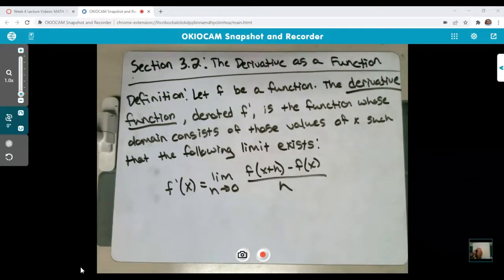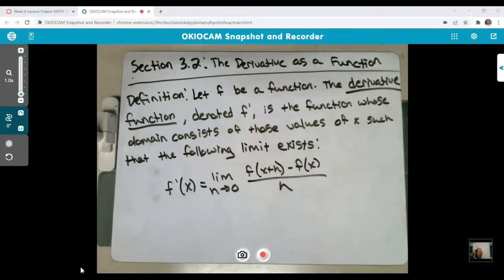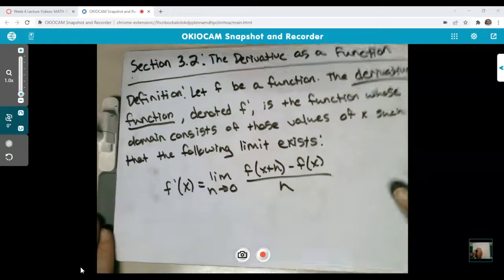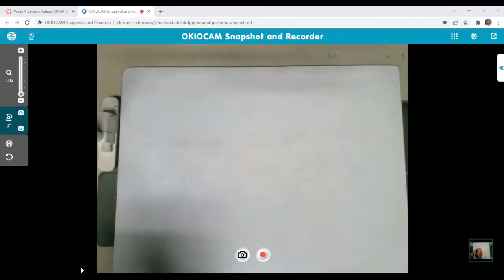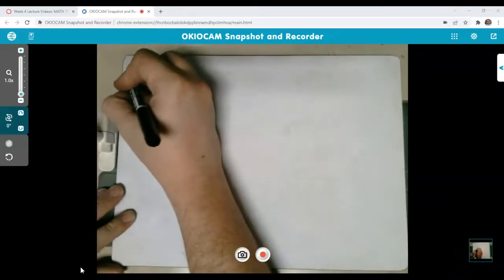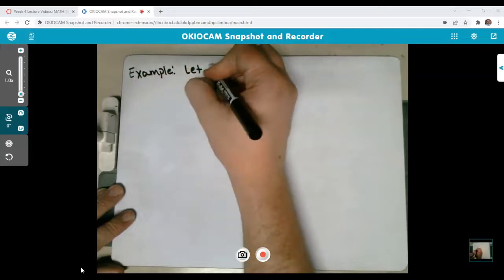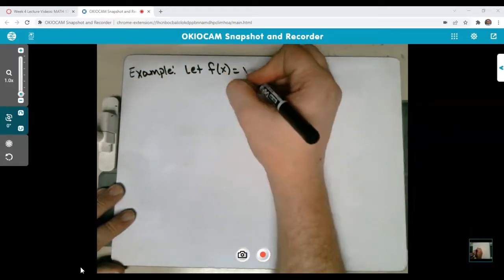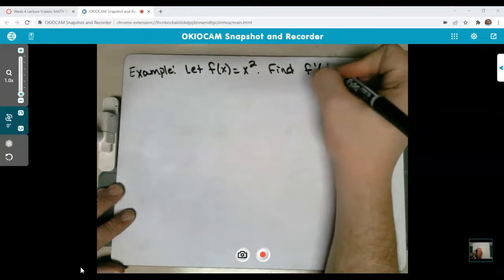So this is the exact same thing we have done, except now I'm not going to plug in a number for x. I'm going to just leave it as x. But the process is the same. So let's do some examples. Let f of x be equal to x squared, and find f prime of x.